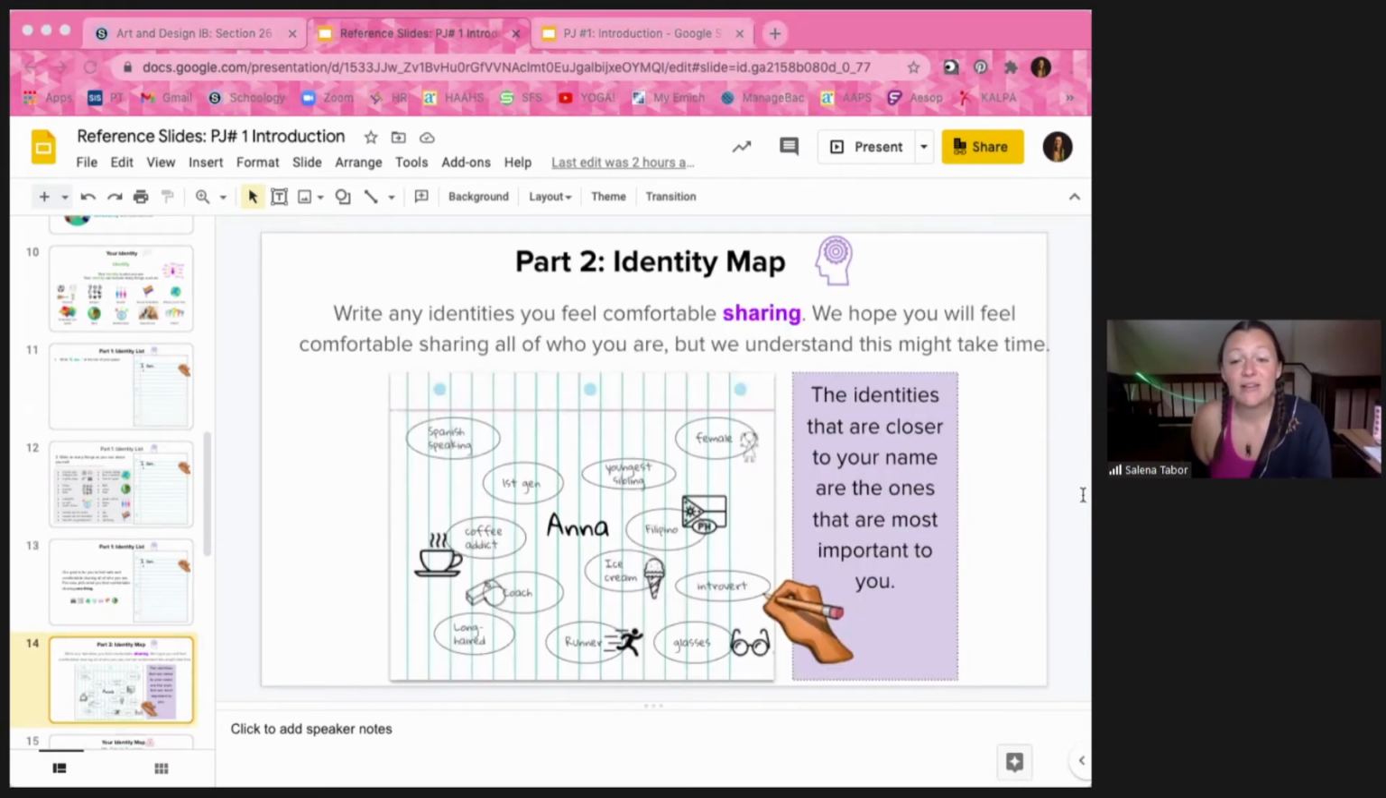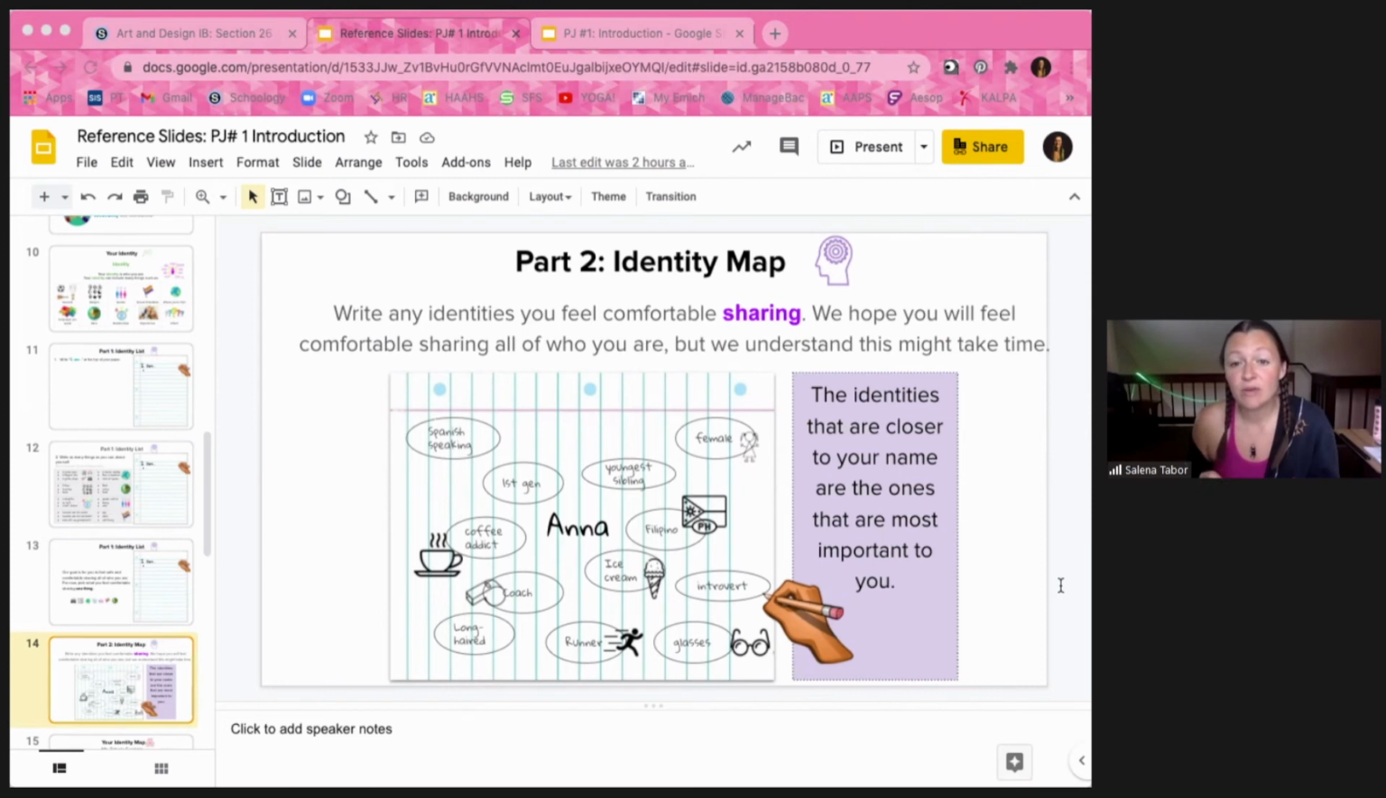Next, you'll complete your identity map. You can use the back of the paper you use for this list, or you can draw it in your sketchbook, your choice. What is most important to share? So that's what we're figuring out from here. You've got this big list. Well, let's look at how you can pick out things to share.